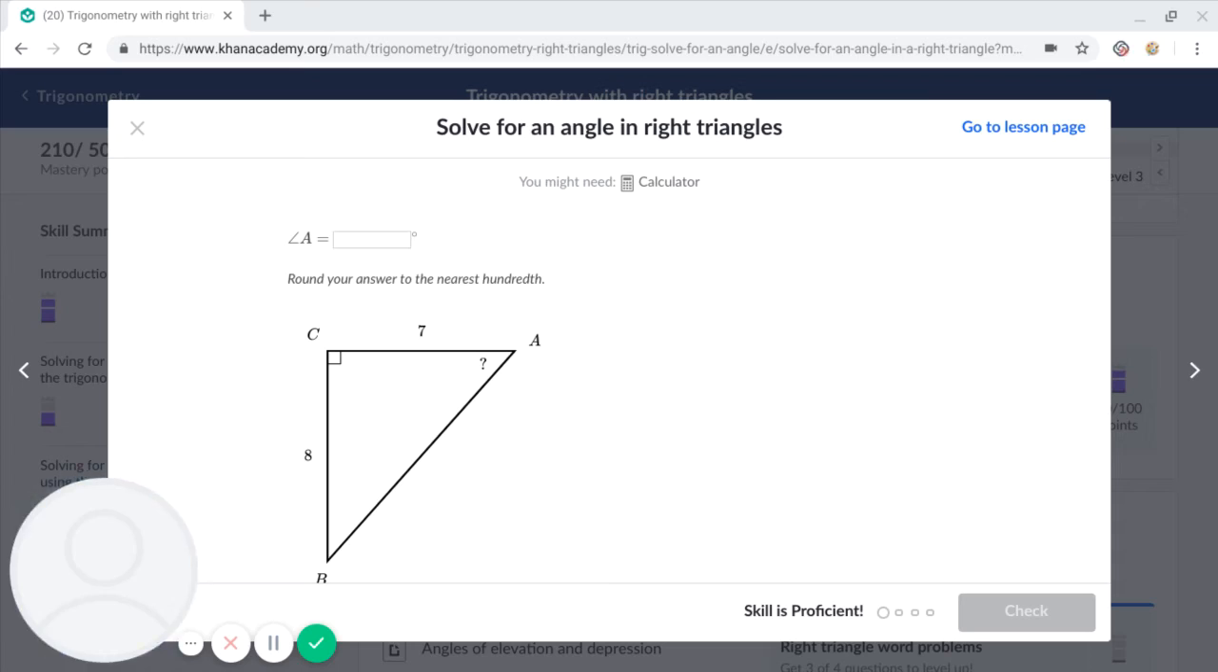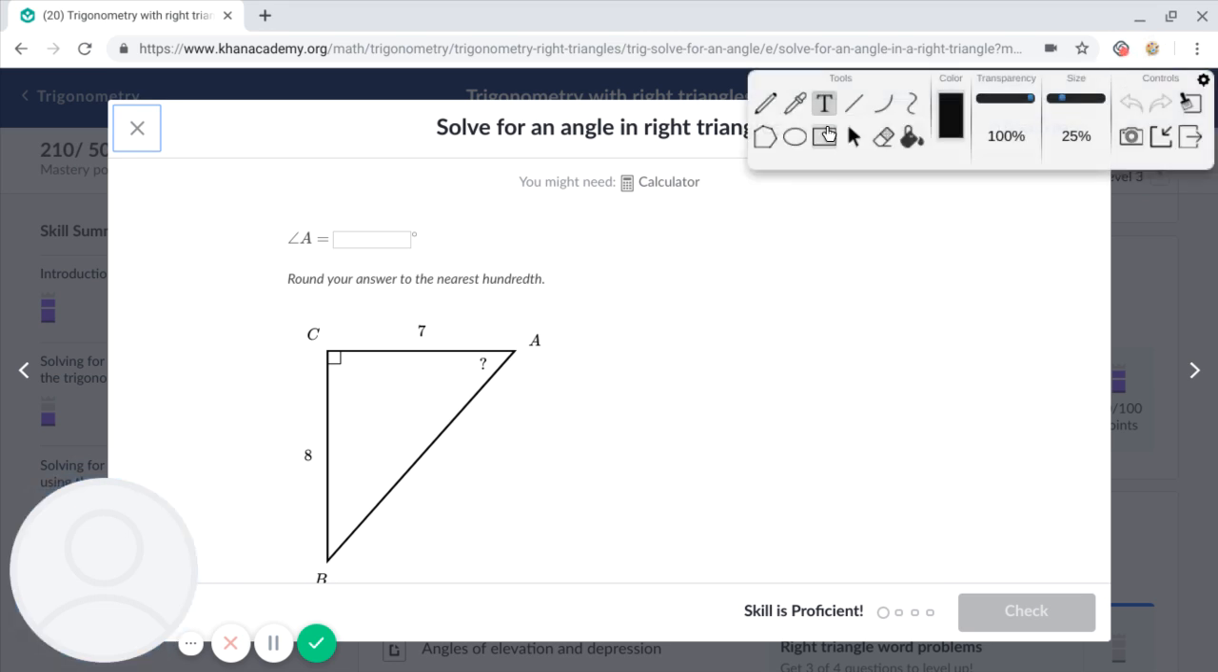We're going to be doing solve for an angle in right triangles. Very similar to sine, cosine, and tangent, except this is solving for angles, not sides. So normally they give us an angle, but this time we are given two sides. So obviously sine, cosine, and tangent are not going to work. However, we've got some new tricks up our sleeves.